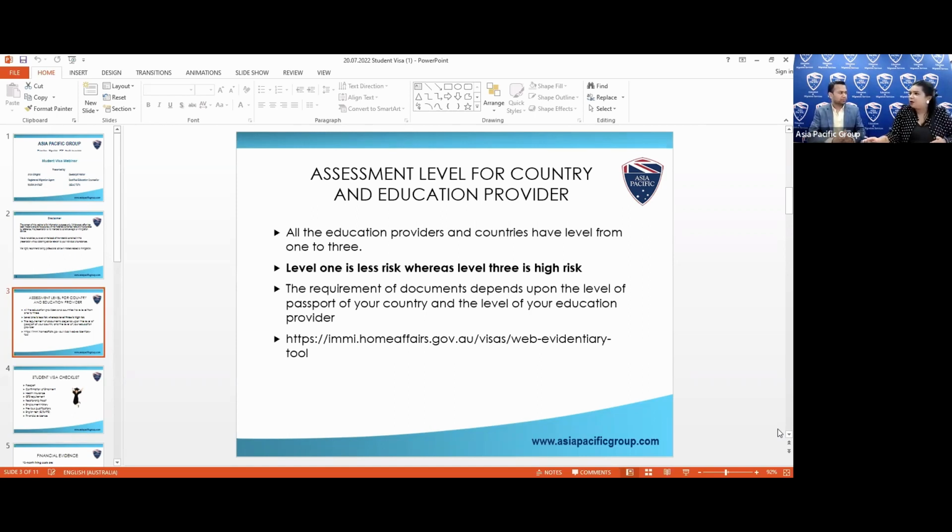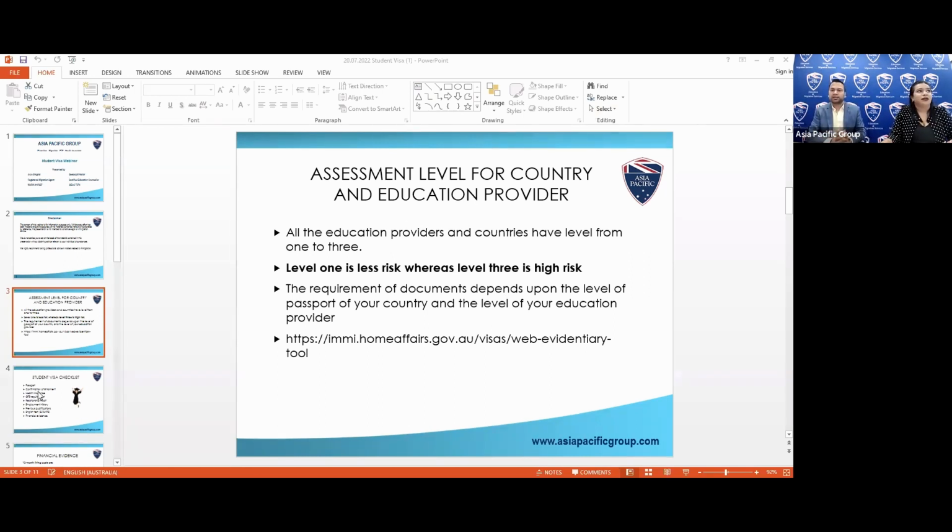So if, like me, you are from India, we are level 3, that's a high-risk country. If I choose to study with a level 1 provider, that's a lower-risk provider, so there will be more chances of getting a visa. The way the levels work is that if you are from a level 1 country or your education provider is level 1, it offsets and becomes level 1. So there are fewer document requirements, which we'll go through in detail later in the webinar.